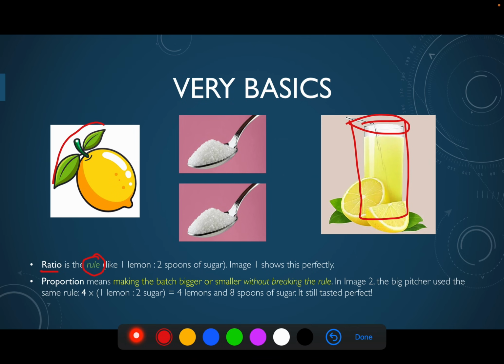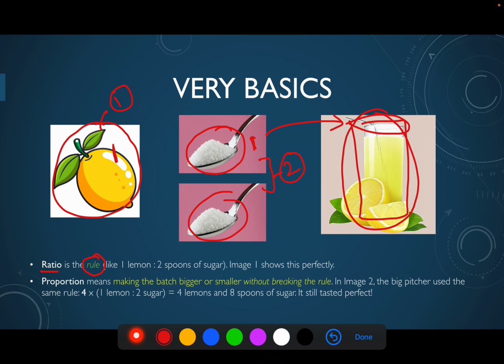you need 1 lemon, and with that lemon you need 2 spoons of sugar. So here lemon is one item, sugar is another item. This is one quantity, and that is the other quantity. These 1 lemon and 2 spoons of sugar will make 1 glass of lemon juice.